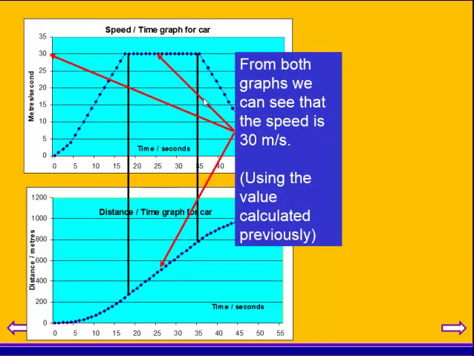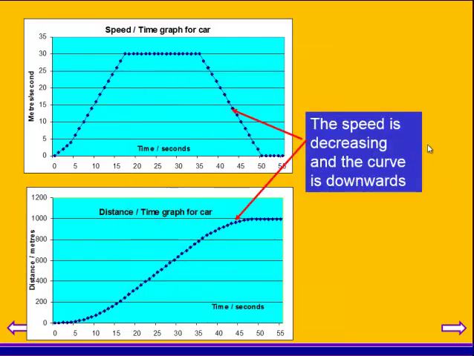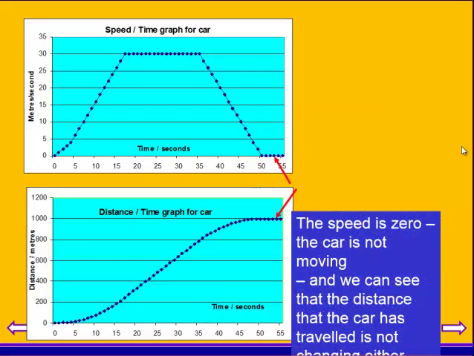In both sections we see that there's a constant speed of 30 meters per second, so this is a horizontal line in the speed time velocity time graph, and a constant gradient in the distance time graph. And we can see in both phases there's the decreasing of speed. There's a downward curve in the distance time graph and just a reduction in speed overall on the speed time graph. And finally we get to the end when the speed is 0, and we can identify that from both graphs.